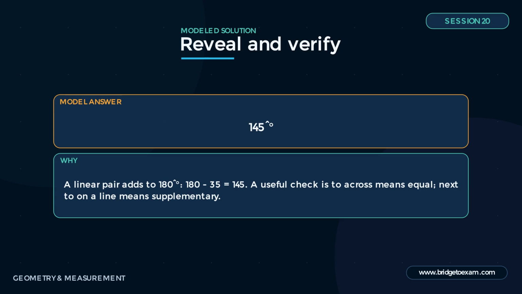Use this coaching check as well. Mark equal angles with matching arcs before doing algebra. The visual marks turn the diagram into an equation map.